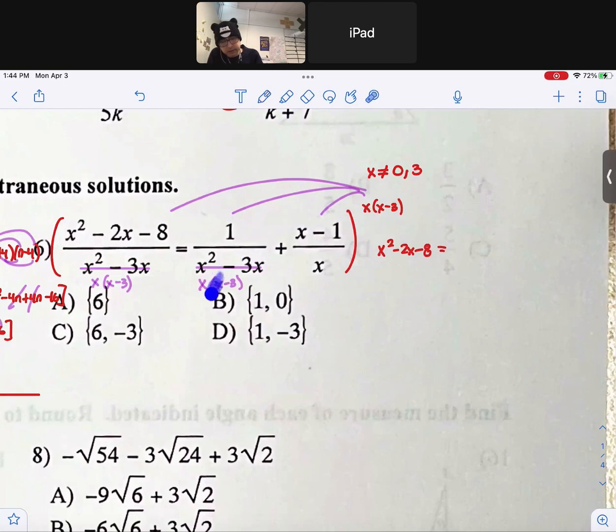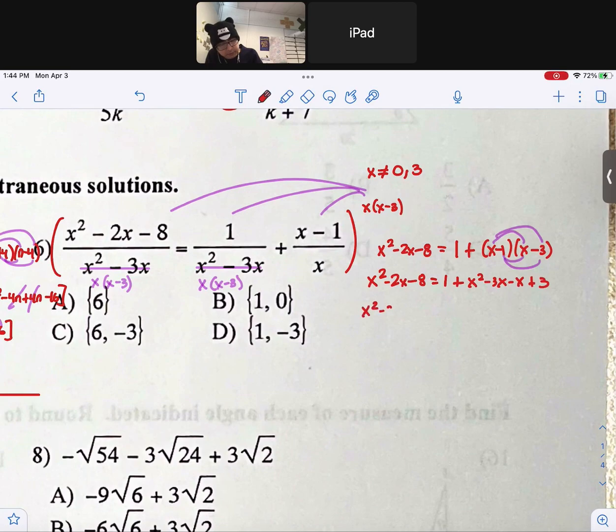This times this, these cancel, so all you have left is just a 1. And this times this, the x's cancel, so all you have is x minus 1 and the x minus 3 left over. And this is where we have to do a double distribution. x squared minus 3x minus x plus 3. Combine like terms on that side. And we got x squared minus 4x plus 4.